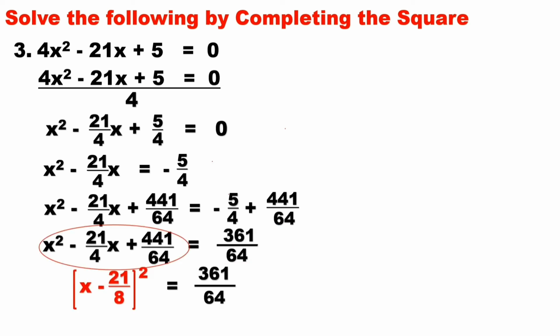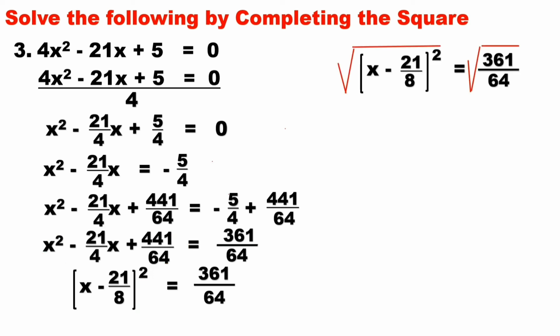The left side expression x squared minus 21 over 4x plus 441 over 64 is a perfect square trinomial whose factor is (x minus 21 over 8) squared. To solve for x, extract the square root of both sides. The square root of (x minus 21 over 8) squared is x minus 21 over 8. The square root of 361 over 64 equals plus and minus 19 over 8.